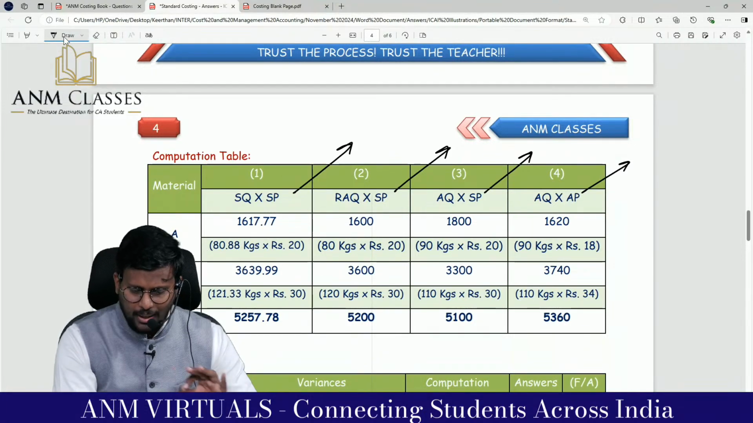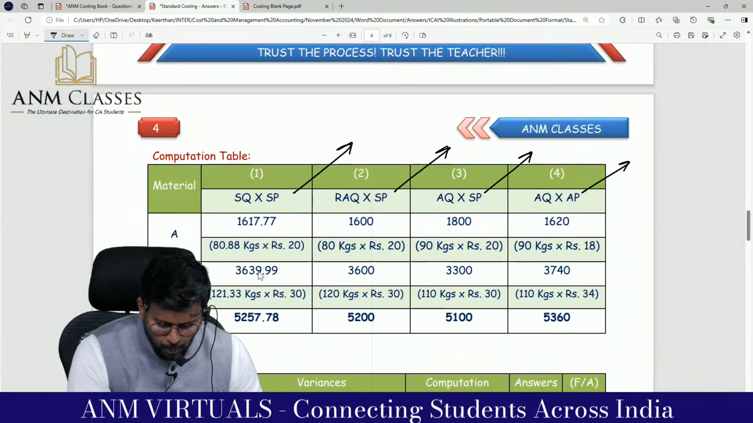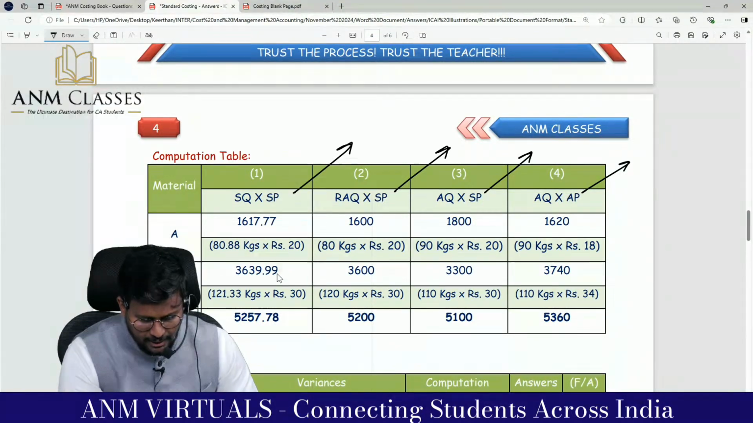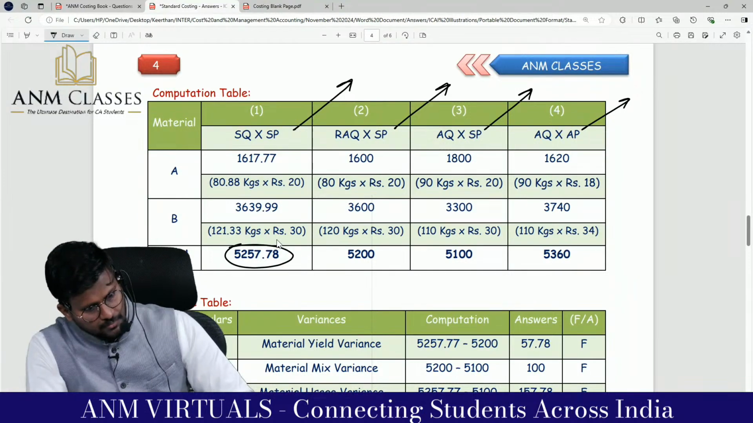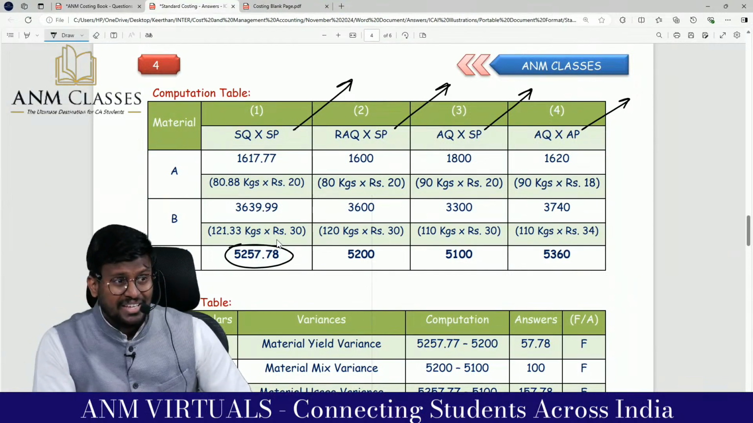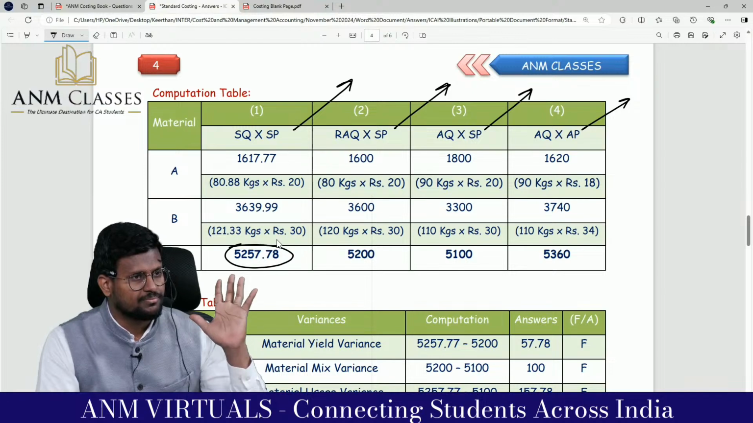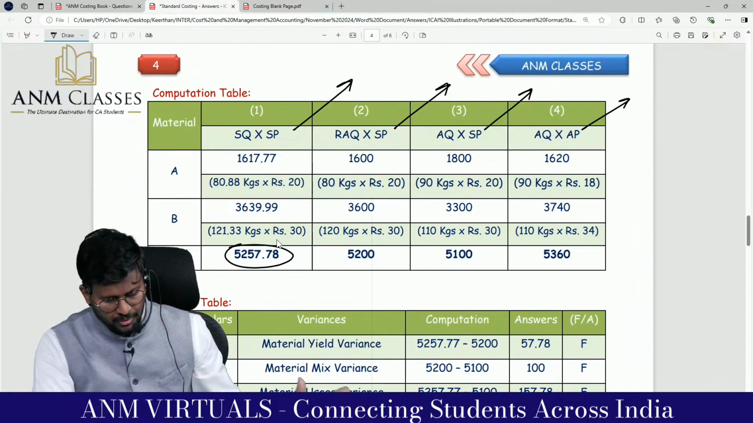The next one: what is the standard quantity of B? 121.33 into what is the standard price? So total put together, 3639.99 plus 1617.77 comes to 5257.78. 5257.78 is the standard cost.